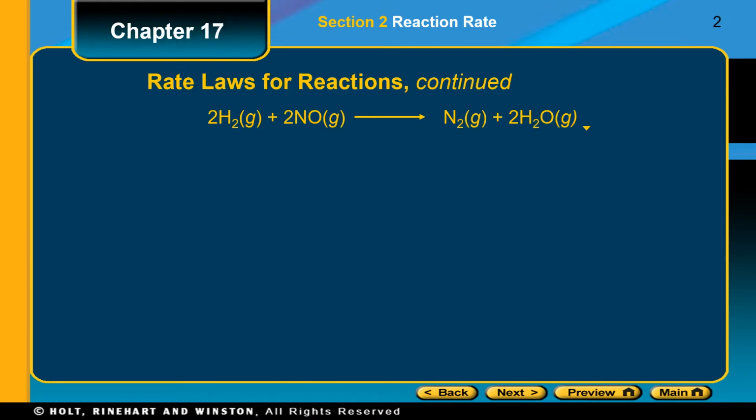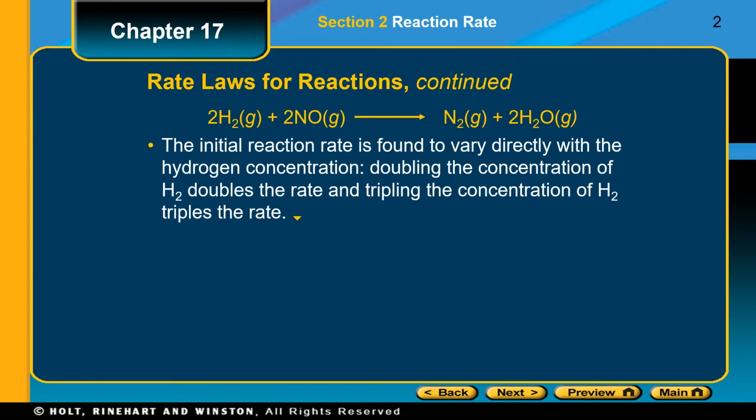So let's look at this particular reaction right here, where we have a hydrogen molecule reacting with a nitrogen monoxide molecule, and it forms a nitrogen molecule and water. Now, the initial reaction rate is found to vary directly with the hydrogen concentration. So this is through experimentation. They determined that the reaction rate varies directly with the hydrogen concentration.